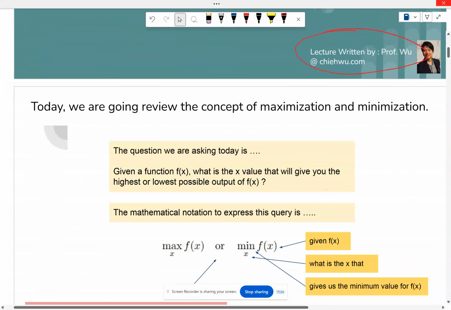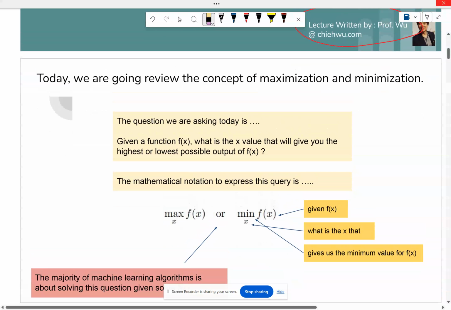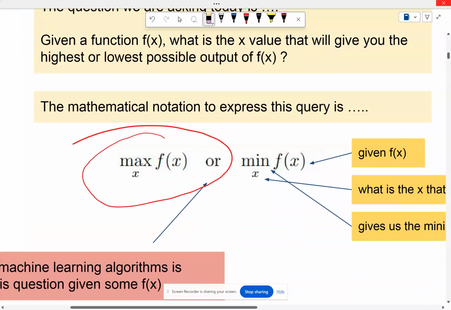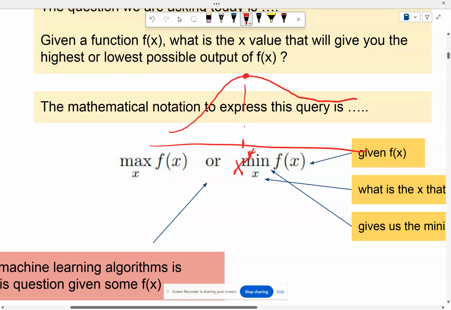We'll get started. Today we're going to review the concept of maximization and minimization, and the notation you want to pay attention to is this one. This notation says that you want to find the x for the function f of x such that the function is maximized. Over here is a function, so the maximum is right here, and it's asking what this x is, which we tend to call x star. X star is the location of x where the function is maximized.